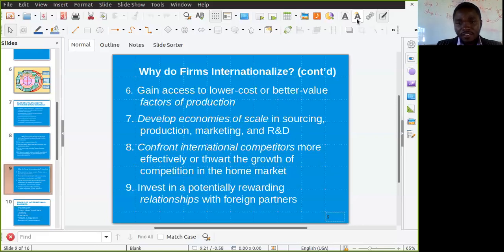Again, the example that I can give is the Chinese government. We have seen that the Chinese government has engaged itself with so many investment activities in Zambia. It's engaged itself in construction works. It's engaged itself with so many business activities that at the end of the day are highly rewarding to them. These are the reasons why firms go international. Let's move on to our next slide.